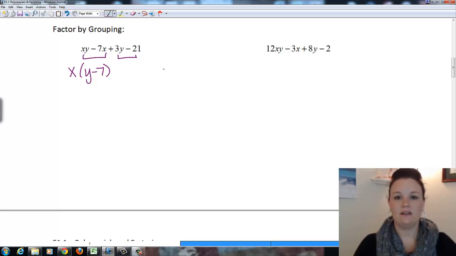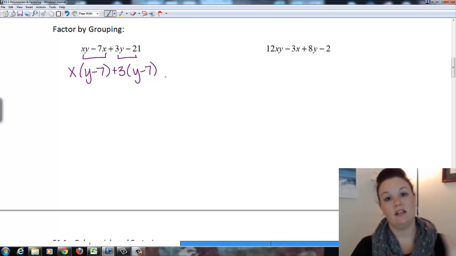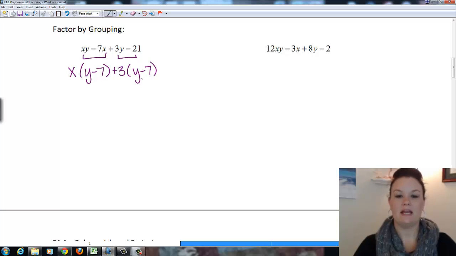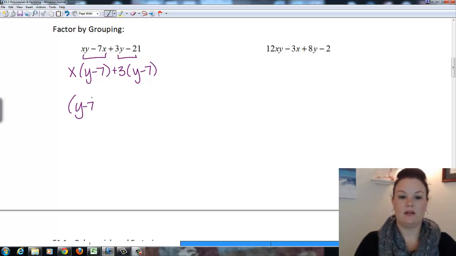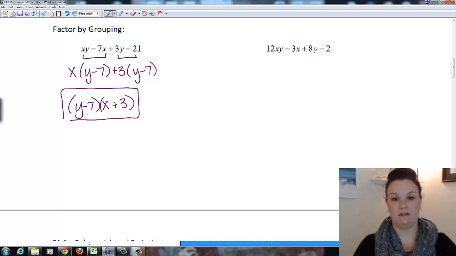y minus 7. And then if I want to be left with a y minus 7 over here, I'm looking for a common factor that will give me this leftover. So notice they're both divisible by 3. So if I take out a positive 3, I'm left with y minus 7 in my second grouping. Okay. Now they both have the quantity y minus 7. So if I take y minus 7 out of both of these terms, the first term I'd be left with only x. Second term I'd be left with positive 3. And now I have something that's completely factored.